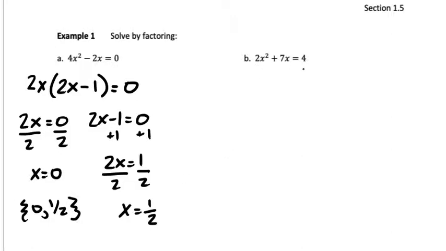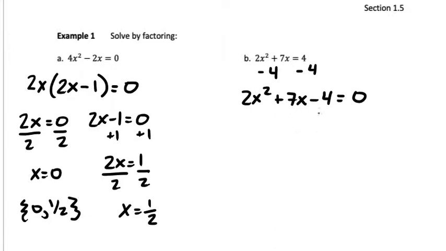For B, now this time I don't have one side equal to 0, so that's going to be my first step. And you always want to move things over so that you're keeping a positive sign in front of x squared. That's usually the best way to do it in terms of making the math a little bit easier on yourself. So I'm going to move the 4 over by subtracting it from both sides. Now, thinking of combining like terms, it's not going to combine with 2x squared or with 7x. So it's just going to be 2x squared plus 7x minus 4.